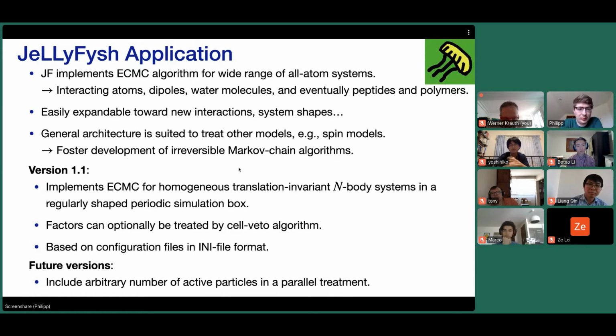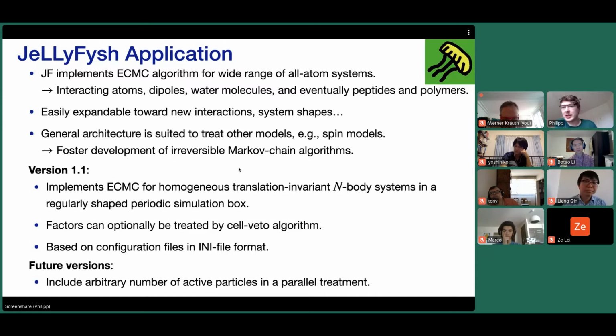In its version 1.1 and also some of it in its version 1.0, we implemented ECMC for homogeneous translation-invariant many-body systems in a regularly shaped periodic simulation box. We included the long-range Coulomb interaction, and factors can optionally be treated by the cell-veto algorithm. And it's also currently based on configuration files in the ini file format.